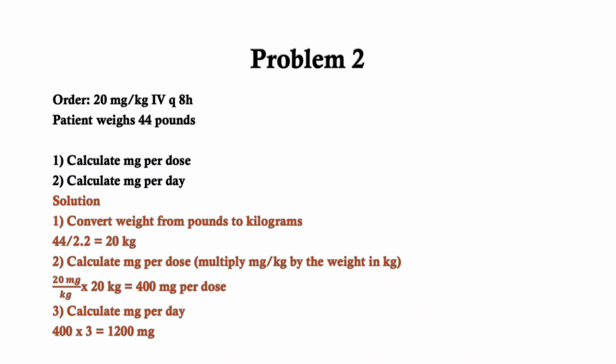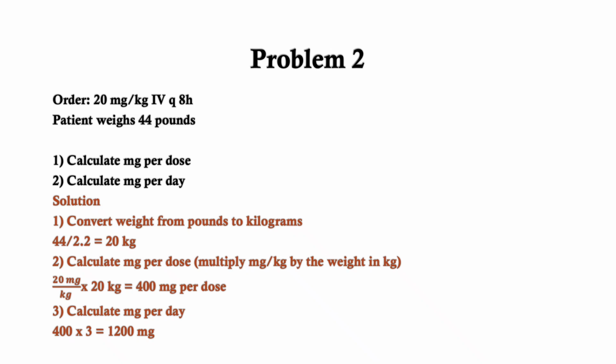Let's look at a second problem. So you have 20 milligram per kilogram IV every 8 hours. The weight here is 44 pounds. So same 2 questions, calculate milligram per dose and calculate milligram per day. The difference here is that in the previous problem, the weight was given in kilogram. Here, the weight is given in pounds.